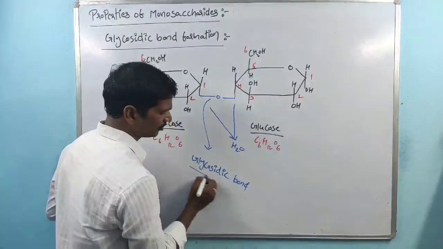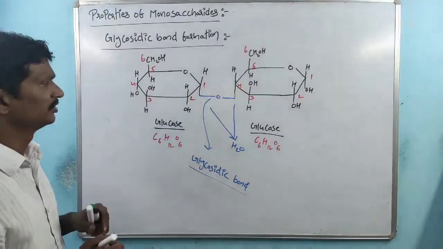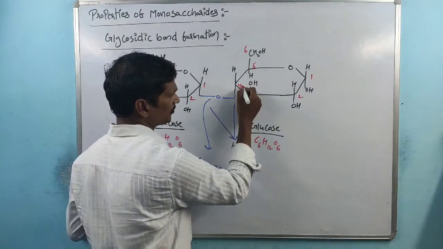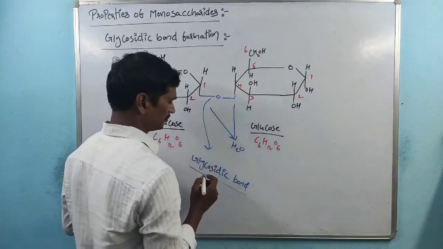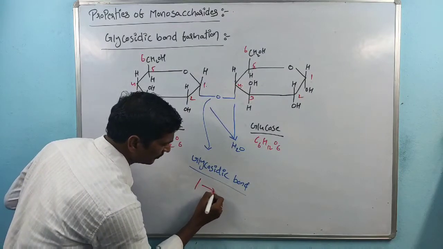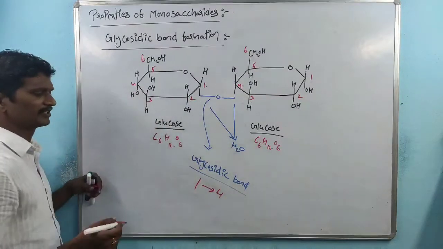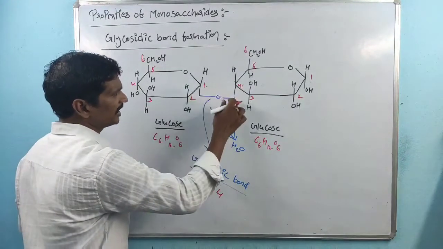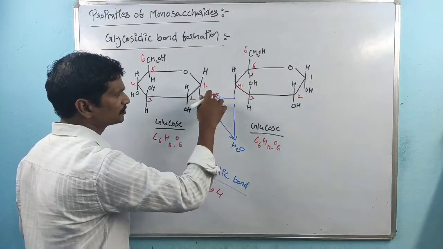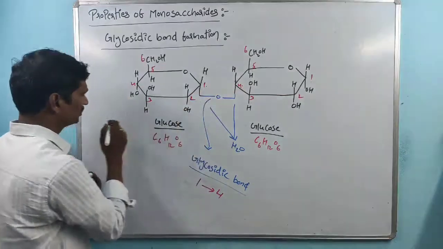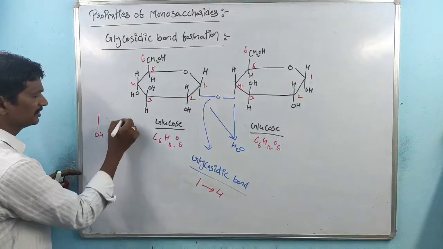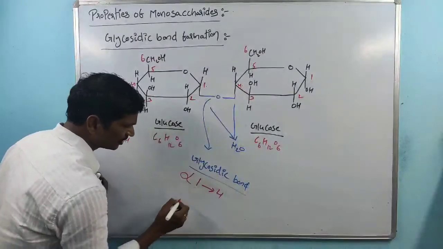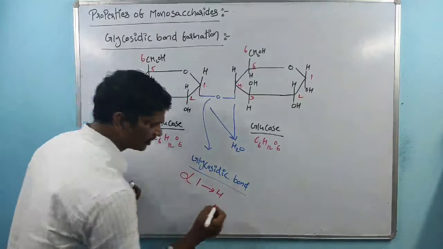So this bond is called a glycosidic bond. Here, this is the fourth carbon atom, and this is the first carbon atom. So the linkage is between the first and fourth carbon atoms. See, both the hydroxyl groups are presented on the downside. Here the hydroxyl group is presented, here the hydroxyl group is presented downside, and here the hydroxyl group is also presented on the downside. So this position is called an alpha 1,4 linkage.